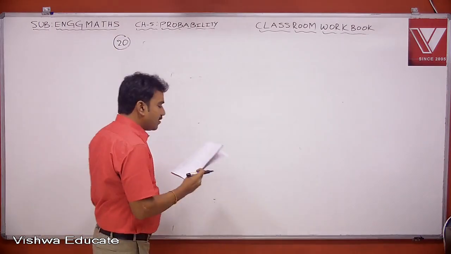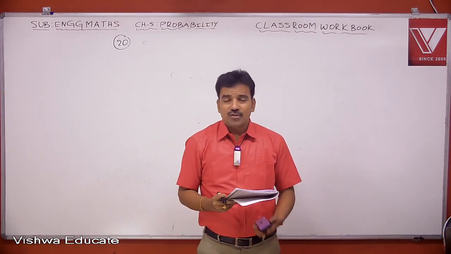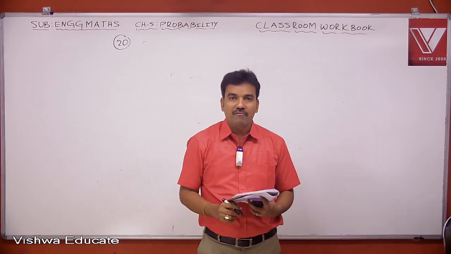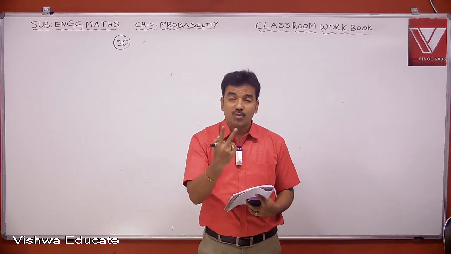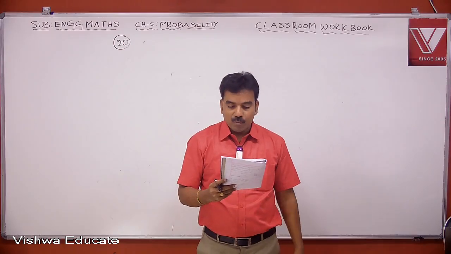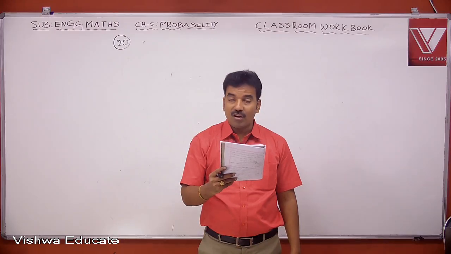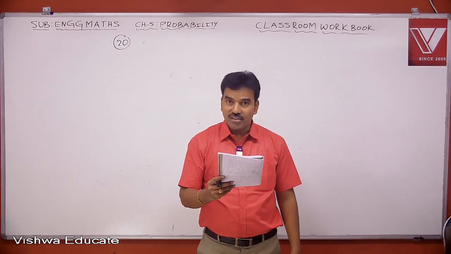4 fair 6-sided dice are rolled. Fair dice means the die is proper: on one face you have a single dot, on another face 2 dots, like this. So it is not biased. The probability that the sum of the results is 22 is k by 1296. Then what is the k value?